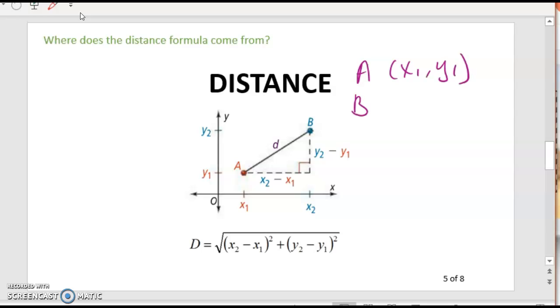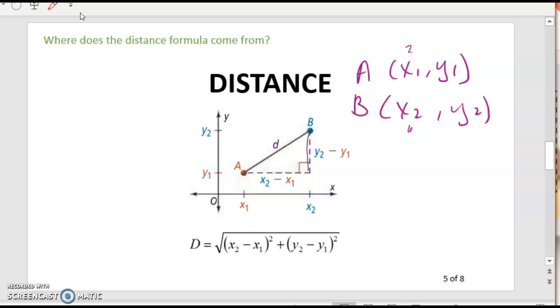and B is x2, y2, then the distance between A and B, the horizontal distance, is x2 minus x1. So for example, if x2 was 6 and x1 was 2, the distance would be 4 because 6 minus 2 is 4. The vertical distance, so this distance right here, is the higher y value, so y2 minus y1. But it turns out that it actually doesn't matter which coordinate you call x1, y1, and which one you call x2, y2 when you're using the distance formula.